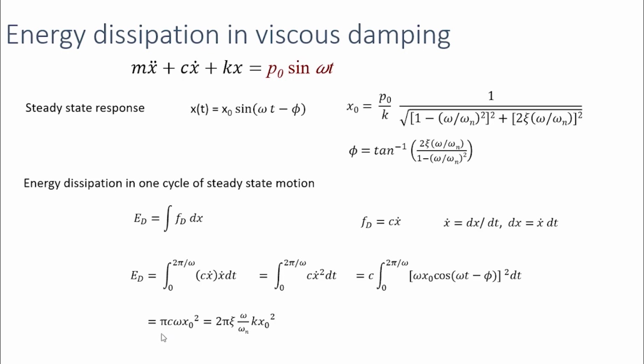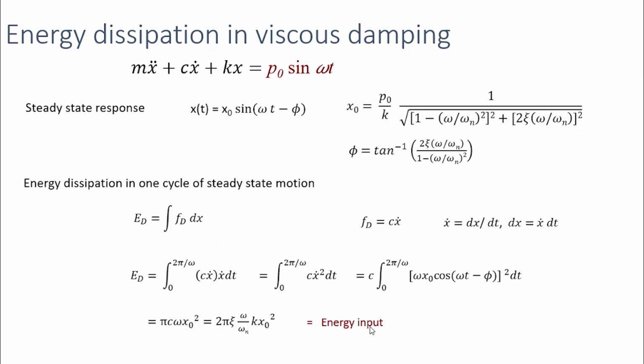We get pi C omega x naught squared, and we know that the damping coefficient C can be expressed in terms of the damping ratio zeta. If you substitute the value of C in terms of zeta, you get this expression: 2 pi zeta (omega by omega n) k x naught squared, and this is equal to the energy input due to this harmonic force. So this is the expression of the energy input we derived earlier.